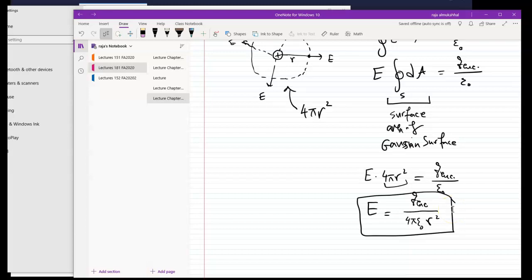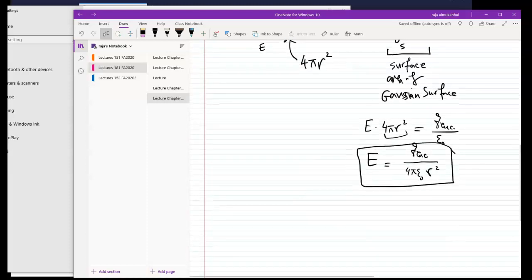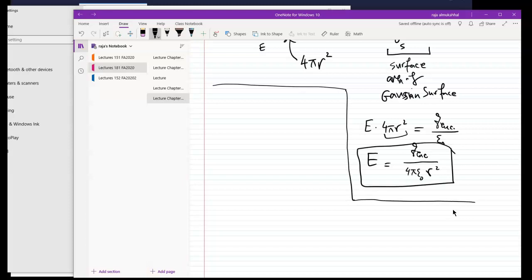Okay. Now let's take a tougher problem. I mean, this is not the purpose of Gauss's law, to do a simple problem like that. The purpose of it is to do a little bit harder problem. Again, we're not going to be doing any tough problem, really. We're just going to be picking specific ones. Let me take another one.